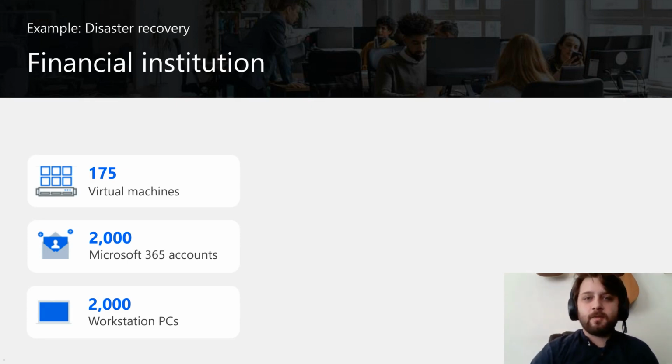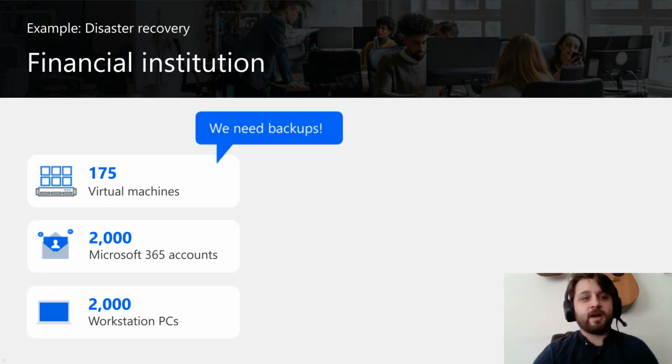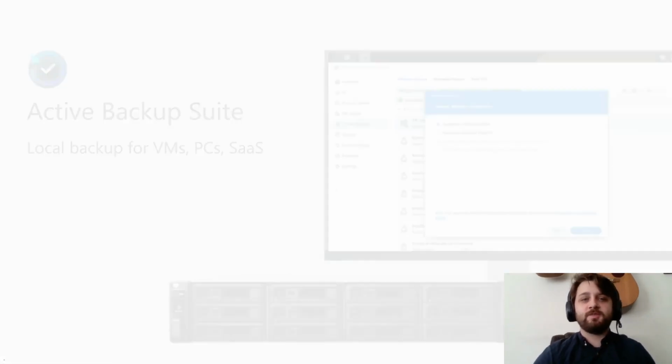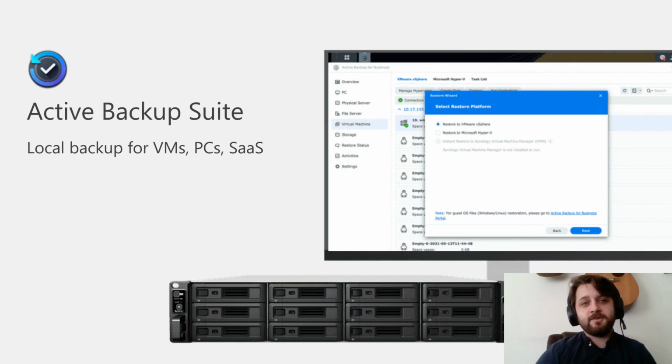So they need some backups for this environment. And the way that they're actually going to create this whole backup environment is by using Synology's Active Backup Suite. And more importantly, especially for the topic of today, which is VMUG community, we're talking about VMs. We're talking about Active Backup for Business, which allows you to do bare metal images of your VMs, PCs, servers, and all of that stuff in both VMware and Hyper-V on top of that.